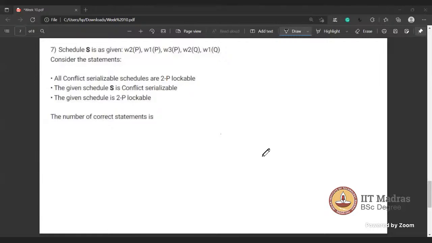There is one problem. Schedule S is given as W2P, W1P, W3P, W2Q and W1Q. First solve this problem, then this, and after that you solve this problem. I will wait 5 more minutes, and you can answer in the chat box. Please try to solve these types of problems. These are very important problems.